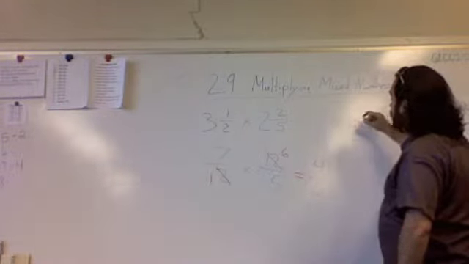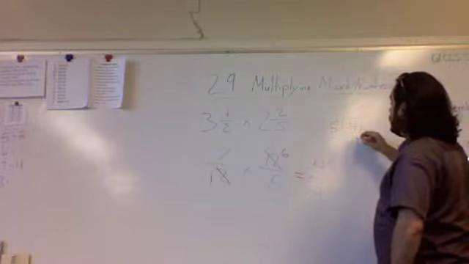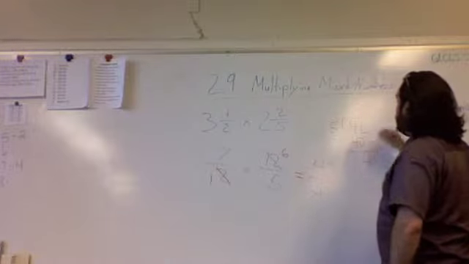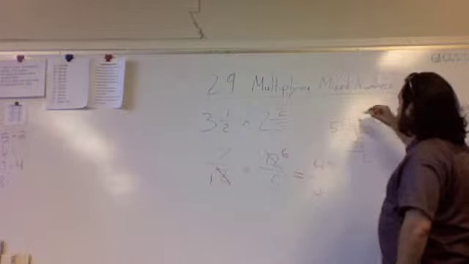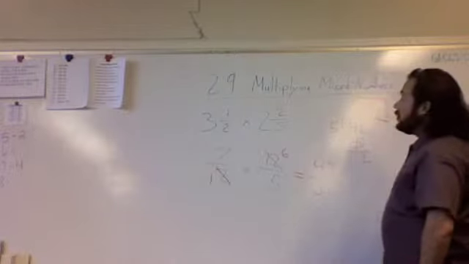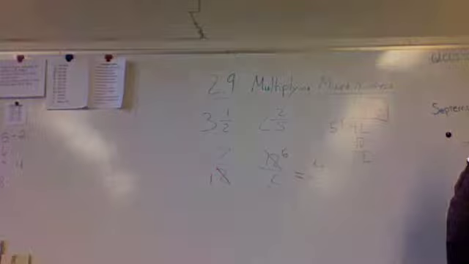42 divided by 5 will give us 8, with 2 left over, so that's 8 2/5. So 3 1/2 times 2 2/5 will give us 8 2/5.